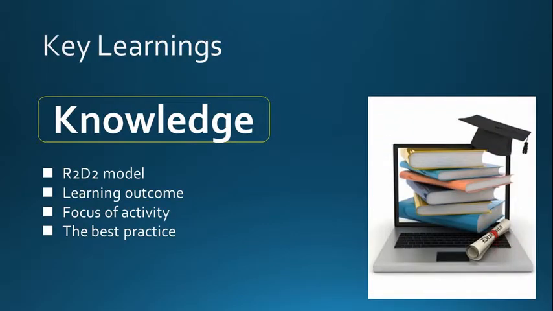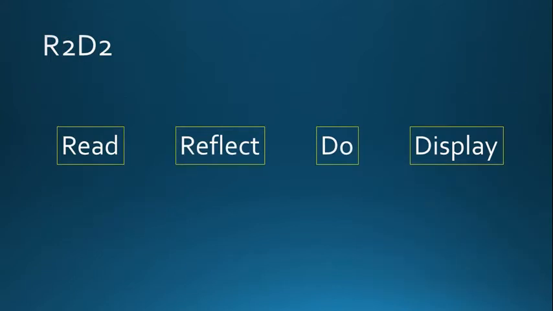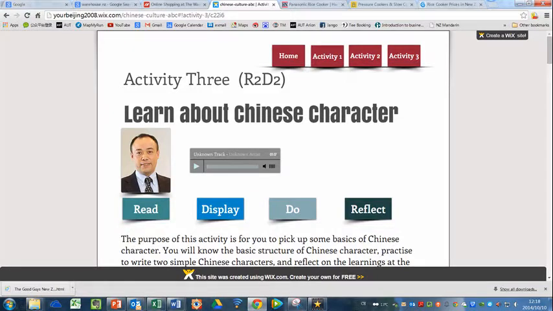R2D2 stands for reading, reflecting, displaying, and doing. This model accommodates different types of learners whose focus will be visual, auditory, read/write, or kinesthetic. This is also known as VARK learning styles. To address different styles of learning, this R2D2 model is very useful. So in my activity design in assignment 1, I used the R2D2 model for activity 3. You can find that in my website that I showed previously.